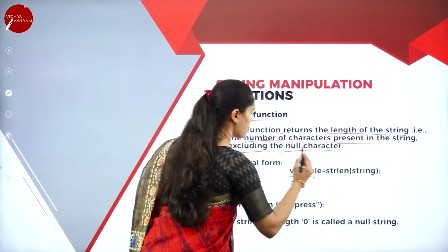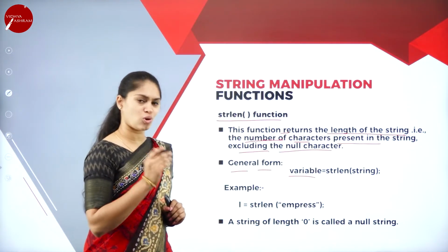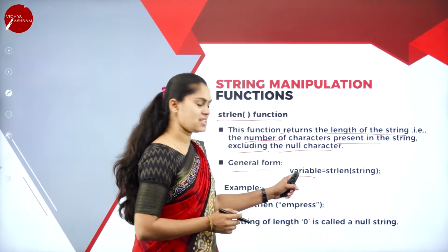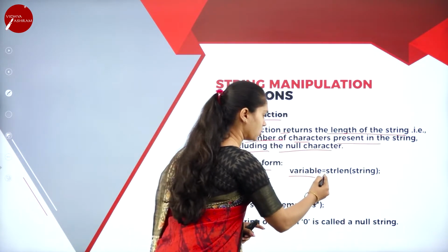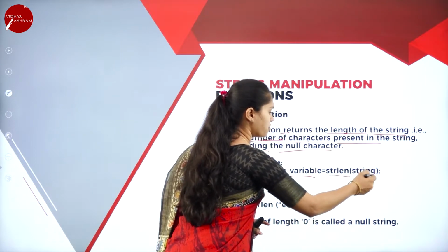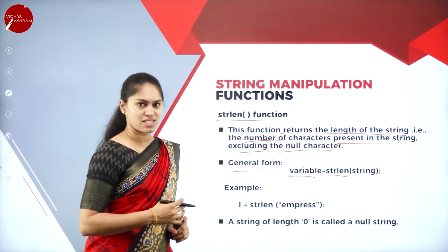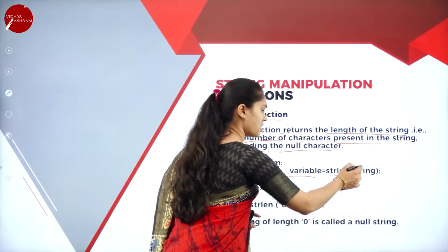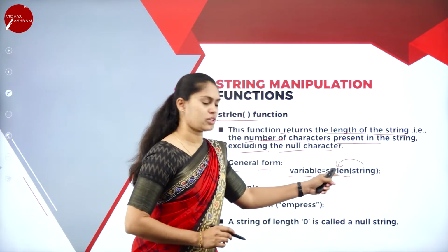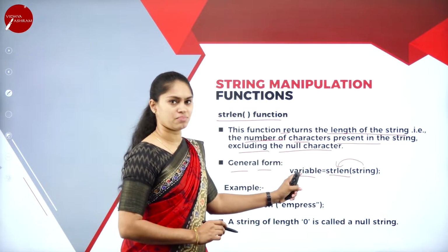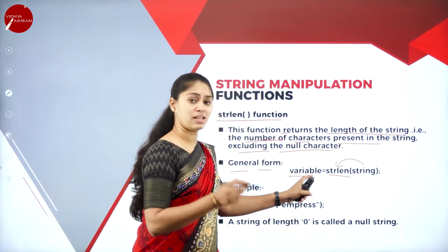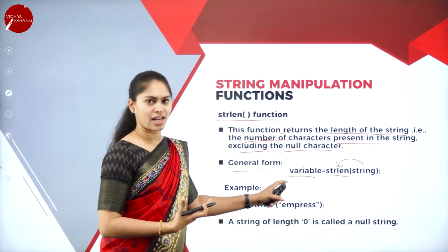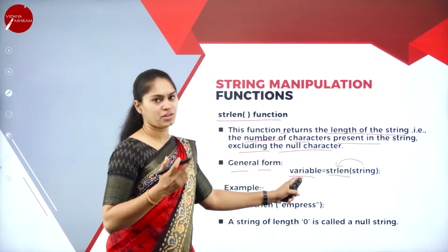Here we can see the general form. What it indicates is that I have to store the length of a string in some variable. For that purpose we use: variable = strlen(string). I am specifying the number of characters which are there in the string, and that will be stored in some variable. This variable must be an integer. It can't be a float, it can't be a character, it must be an integer variable.